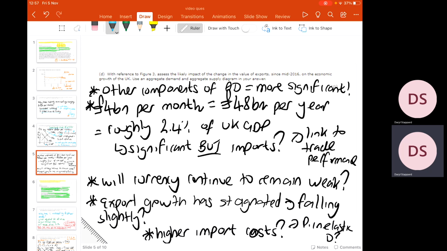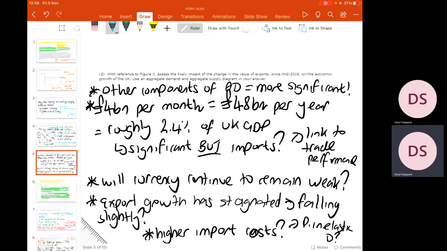The third one shows a wonderful link back to the extract. I could say that one of the big drivers behind this growth in exports is a weak currency. What we know is that currencies don't tend to remain low or high for very long. They tend to fluctuate quite significantly. So what we don't know at this moment in time is how long the UK currency will remain weak. As the currency starts to appreciate again, we could see future export growth start to come down.